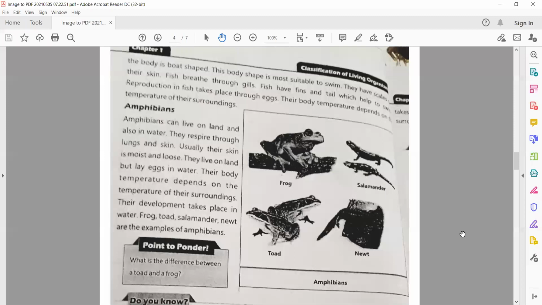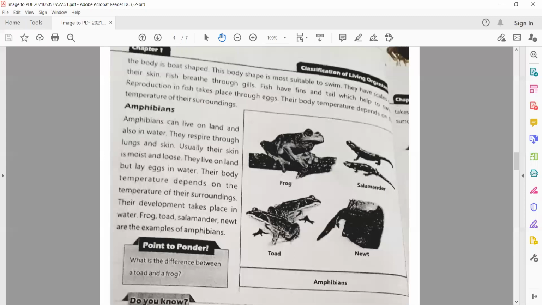They respire through lungs and skin. They are also cool-blooded animals. And their development takes place in water. Frog, toad, salamander, newt are the examples of amphibians. Now, point to ponder, that is, what is the difference between a toad and a frog? That is your assignment. In दोनों में क्या differences है? Frog में क्या है और toad में क्या है? That is your assignment.